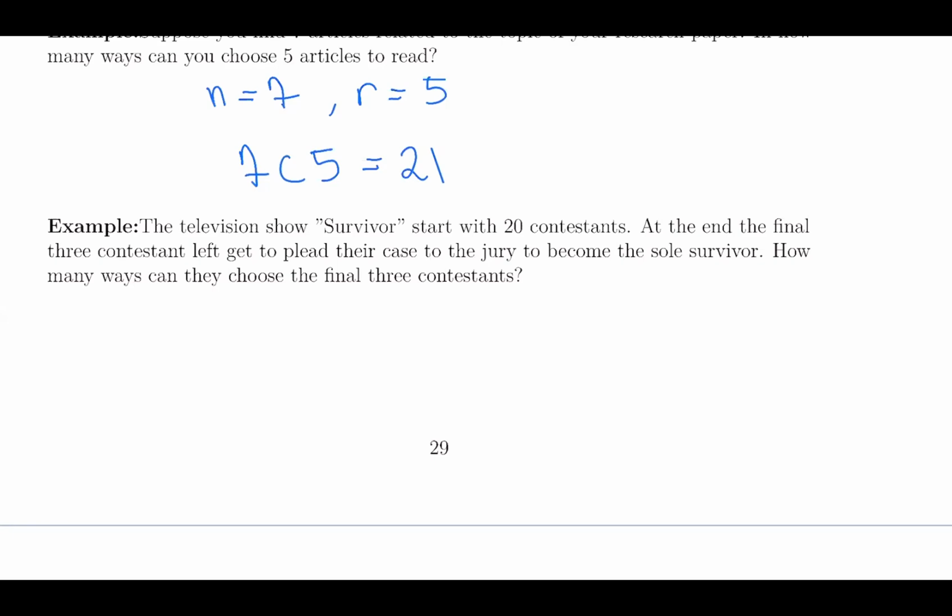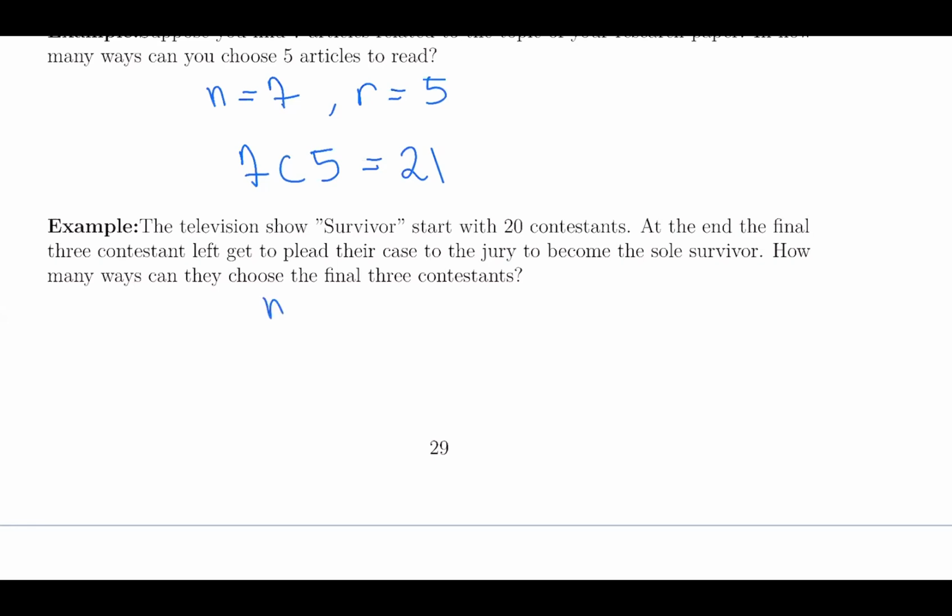No, for this one the order of the final three really doesn't matter, because they have to plead their case to be the sole survivor. So the order of the final three doesn't matter. We just want 3 people at the end.